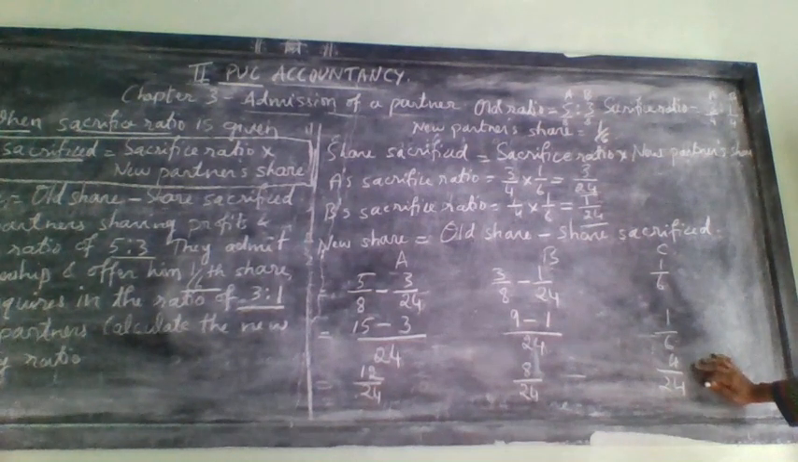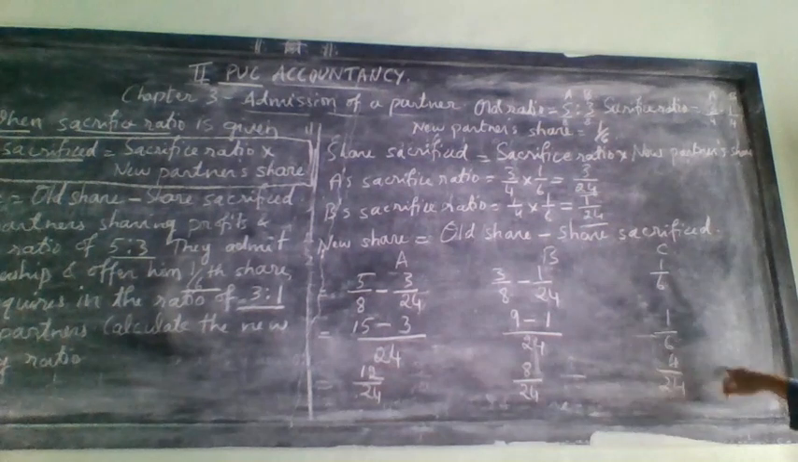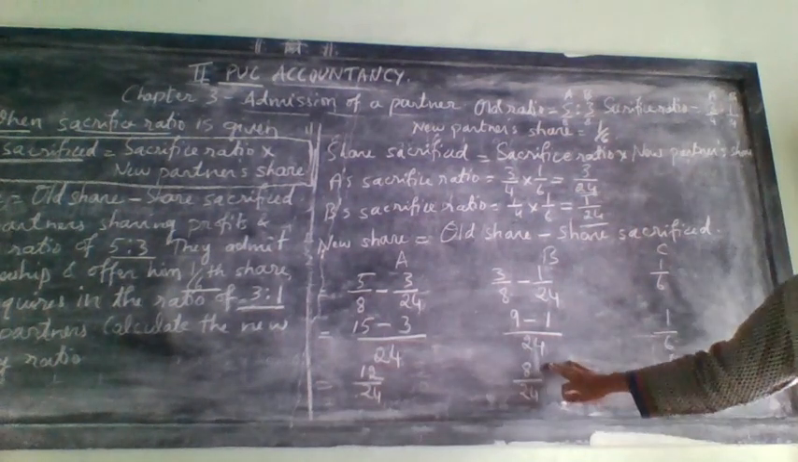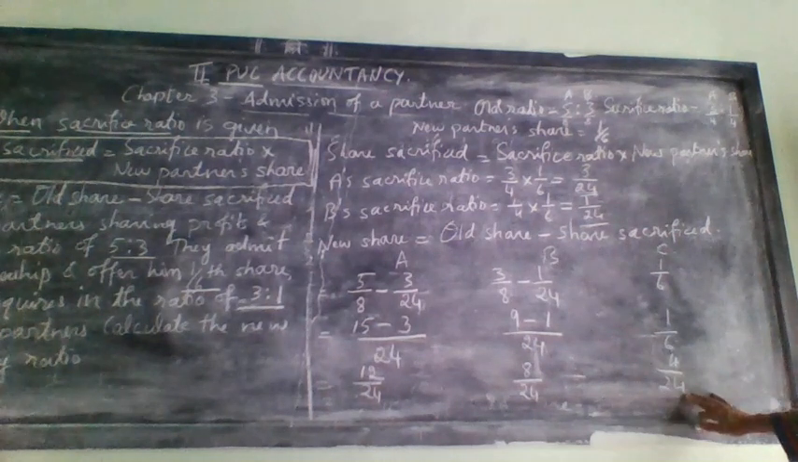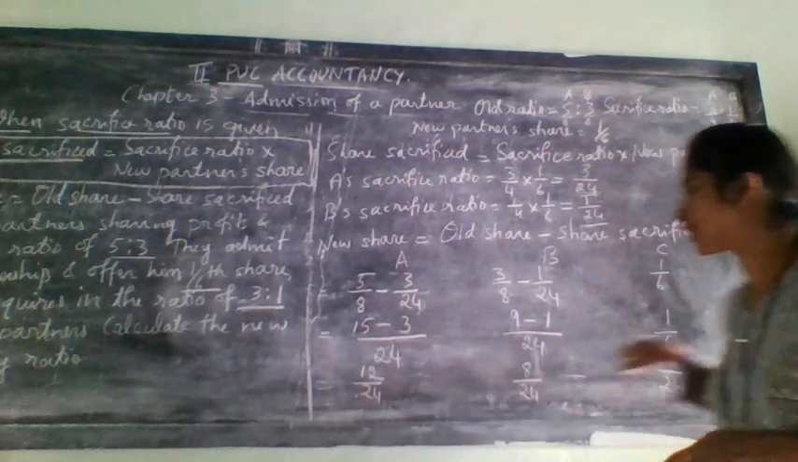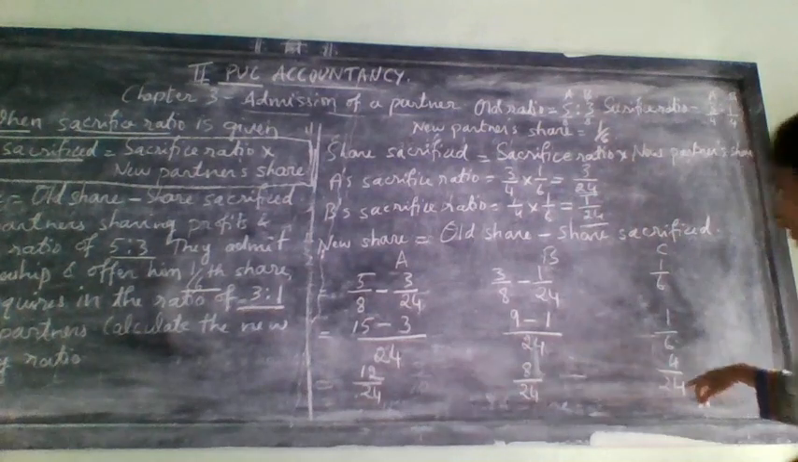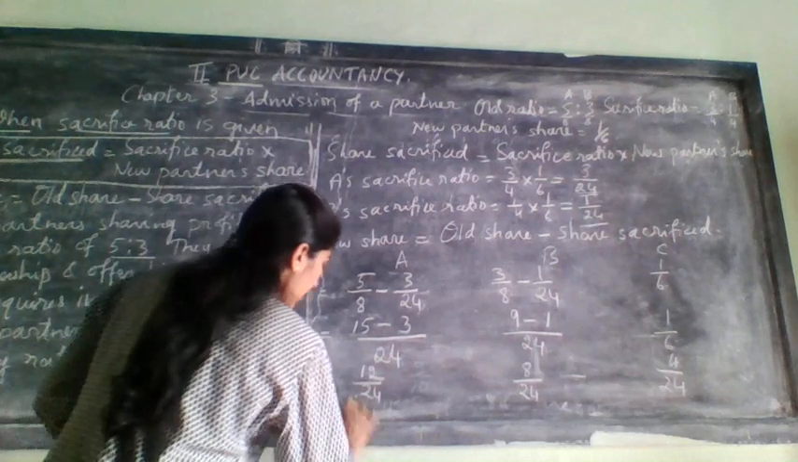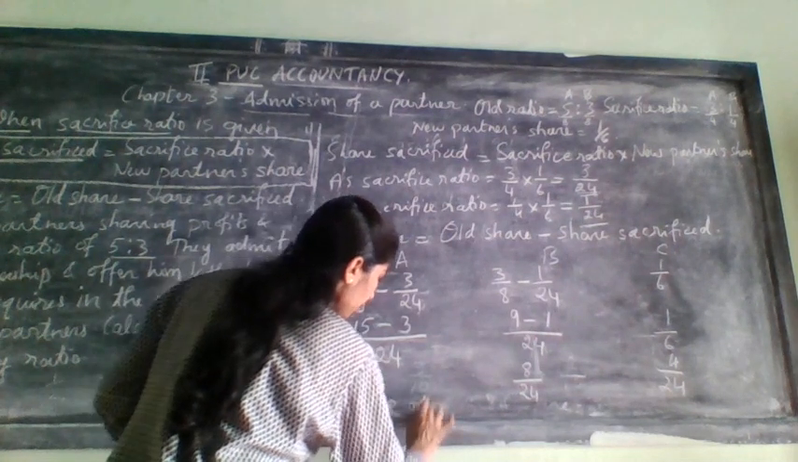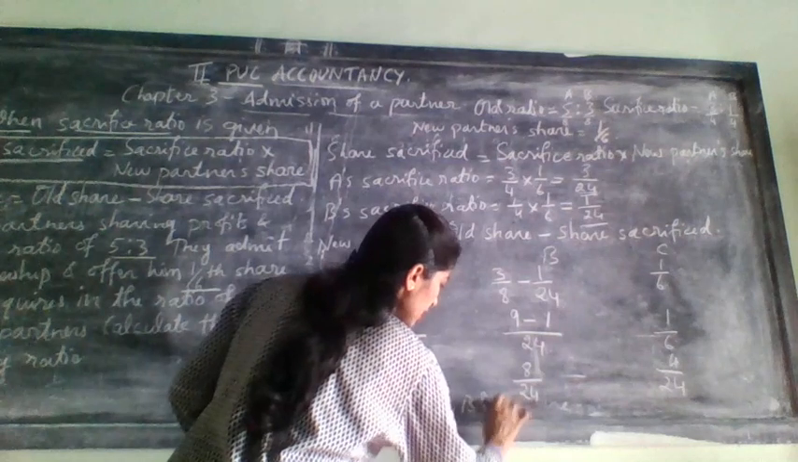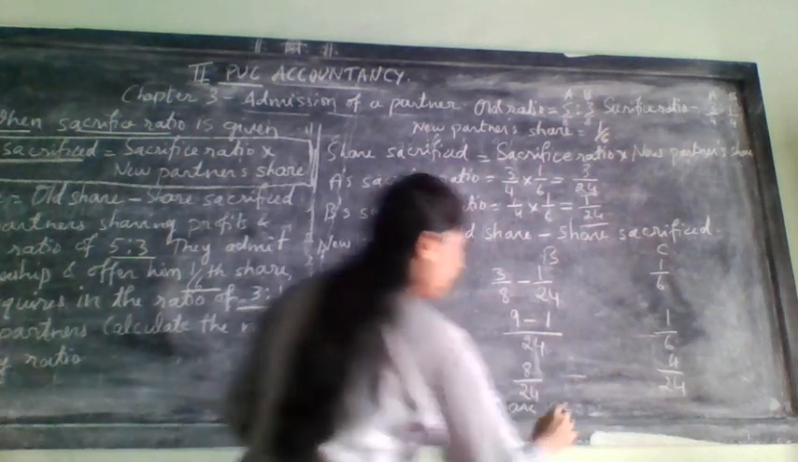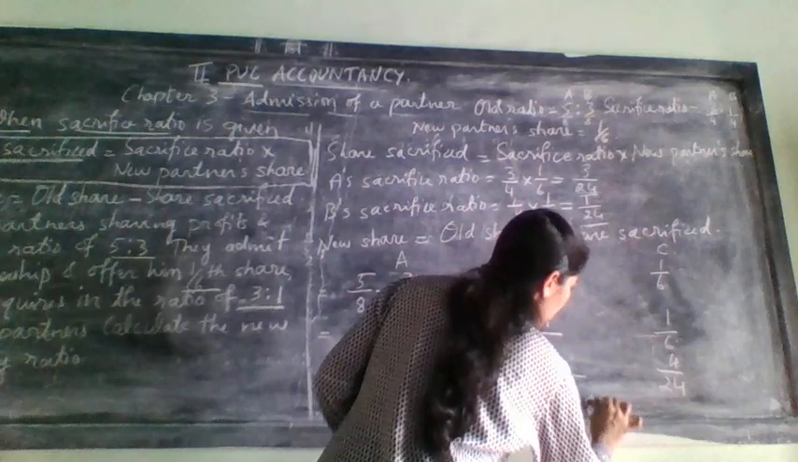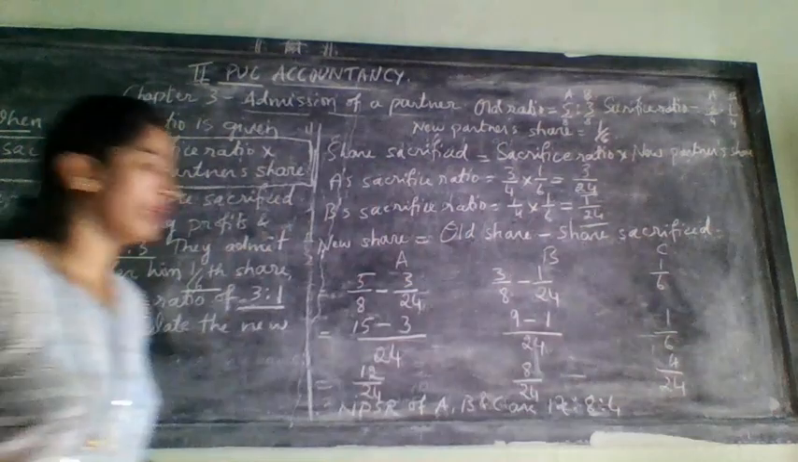So now your new ratio came. To check, what you need to do? Add all the numerators. 12 plus 8, it will come 20. 20 plus 4, 24. That means your new ratio is correct. Why? Because when you will add all these three, it will come to 24. Therefore, new ratio NPSR of A, B and C are 12 is to 8 is to 4.